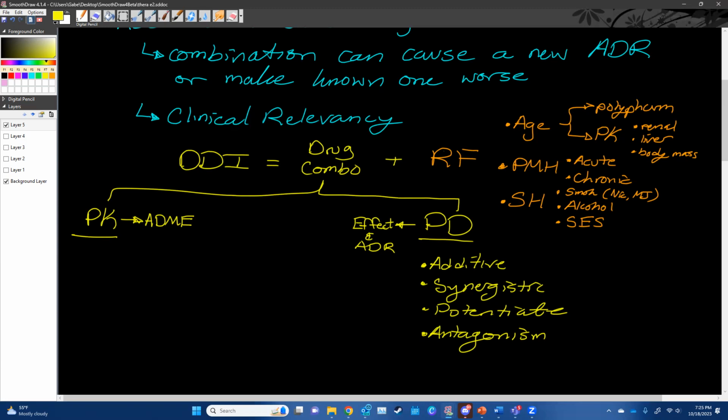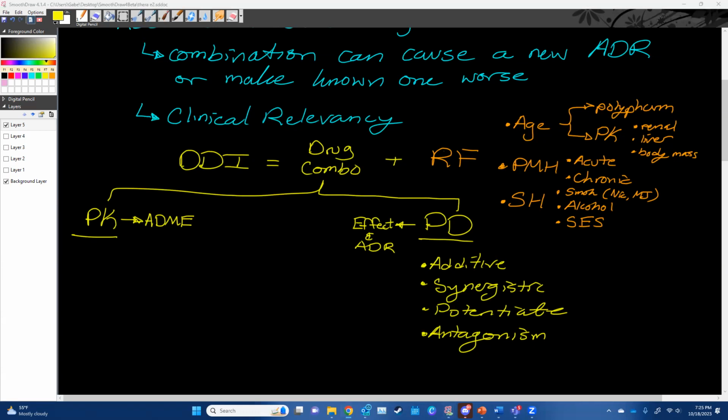When we look at different drugs, did they give you specific examples for PK and PD that they want you to know? Or not really? I'm going to say probably not, just because there's mountains and mountains of potential drug interactions.